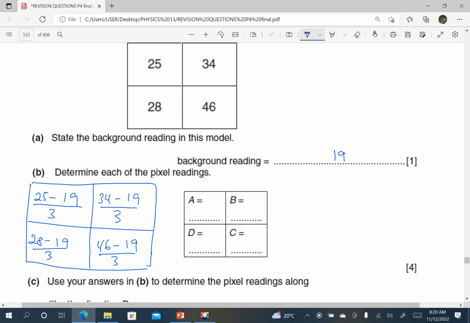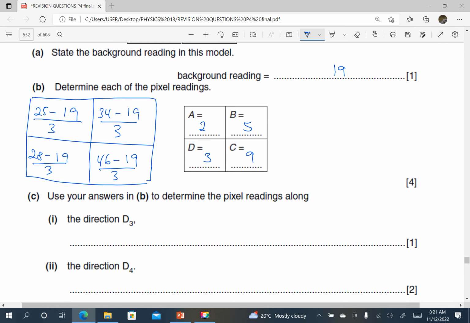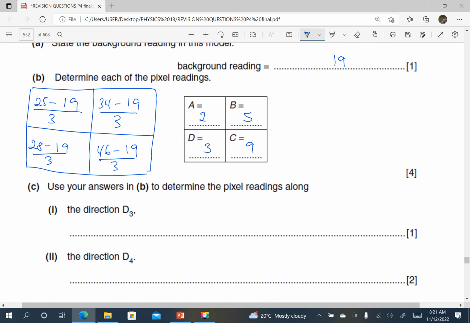So from my calculator, I am getting A, which is 25 minus 19 over 3, as 2. And B, which is 34 minus 19 over 3, as 5. And D, which is 28 minus 19 over 3, as 3. And C, which is 46 minus 19 divided by 3, as 9. So those are the original pixel readings that we had before moving around in the 4 directions.